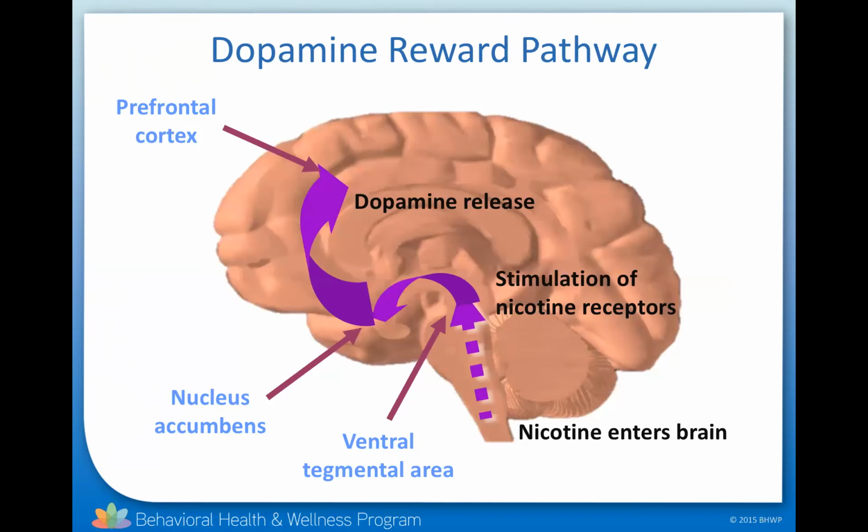And other drugs also mimic this pathway, like opiates and so forth. And it's a very strong pathway. It's associated with other basic human survival mechanisms like hunger and sex and so forth. So when drugs do mimic this, they can be very powerful.